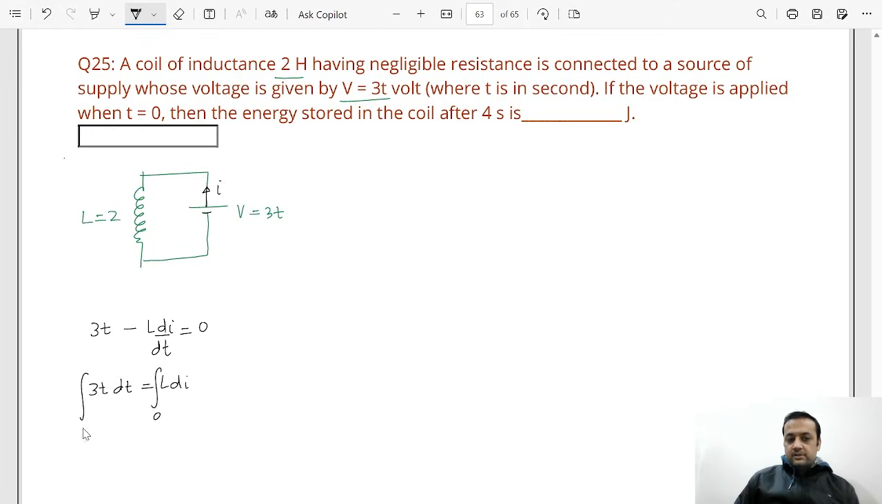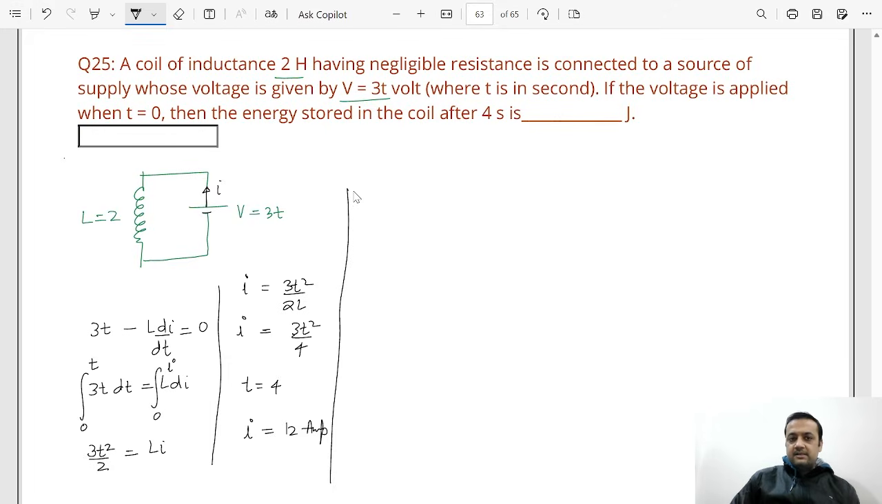Initially the current was 0, time was 0. Let's say current becomes I at time t. So here you will get 3t square by 2, and this will become L into I. So current becomes 3t square by 2L, and L is also 2, so this becomes 3t square by 4. This is the value of the current. Now at 4 seconds, t is equal to 4. So what is the value of the current? 4 will get cancelled, and 3 fours are 12. 12 amperes is the current.